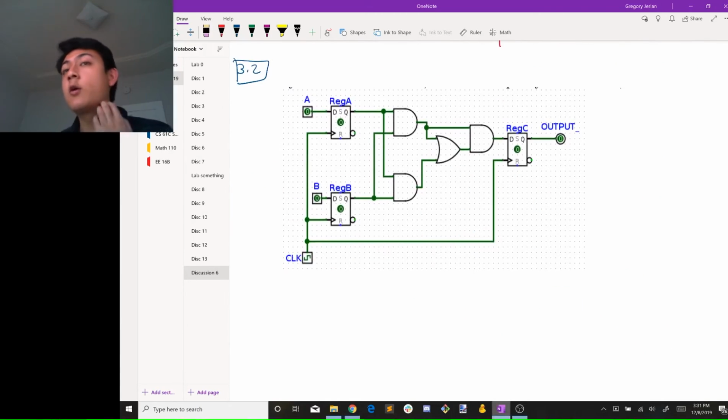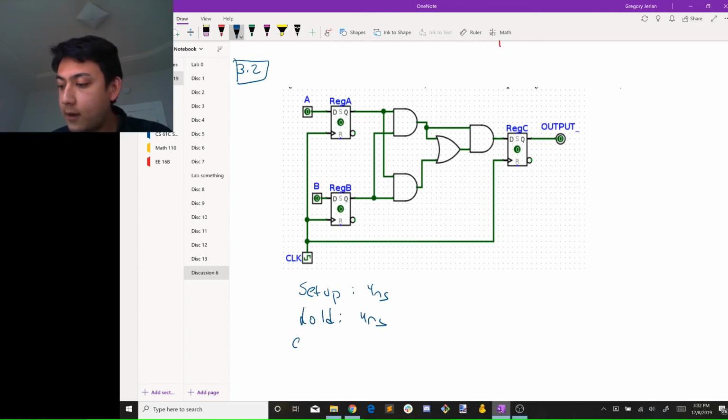Nice. Okay. In 3.2, we are told that register A and register B have setup, hold, and clock to Q times of 4 nanoseconds. So we've gone from picoseconds to nanoseconds for some reason. Not that it really matters. Okay, our hold time is also 4 nanoseconds, and our clock to Q time is also 4 nanoseconds. We're told that all logic gates have a propagation delay of 5 nanoseconds.